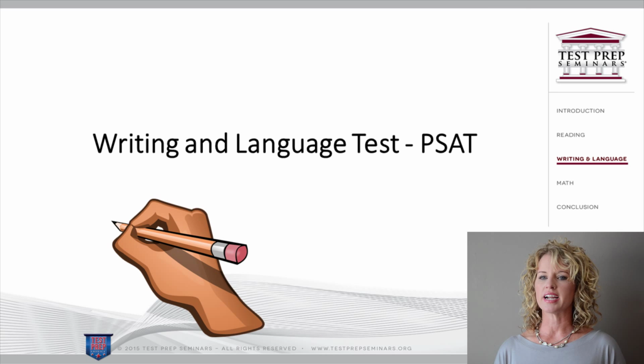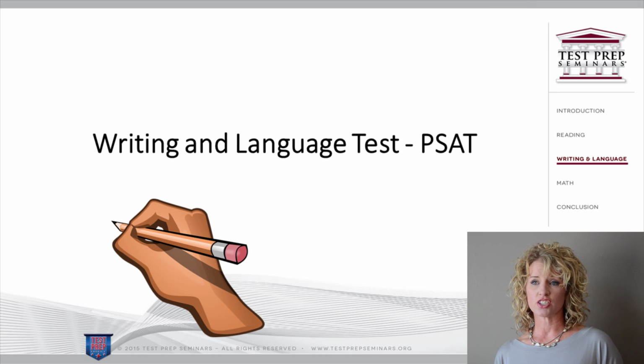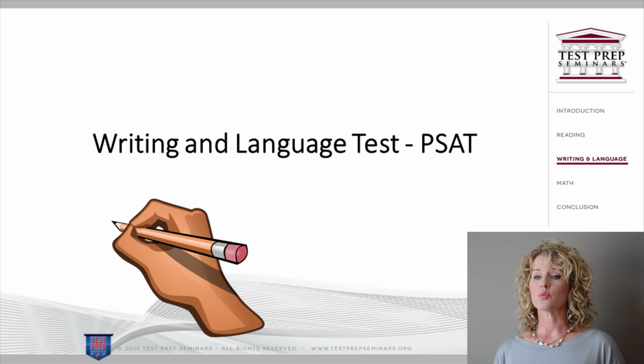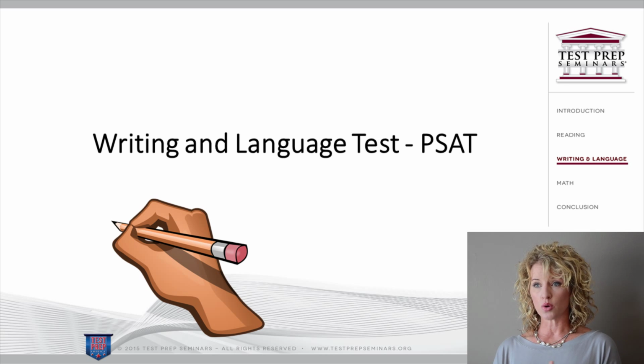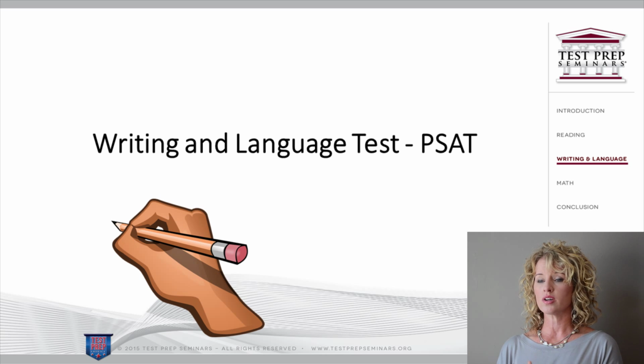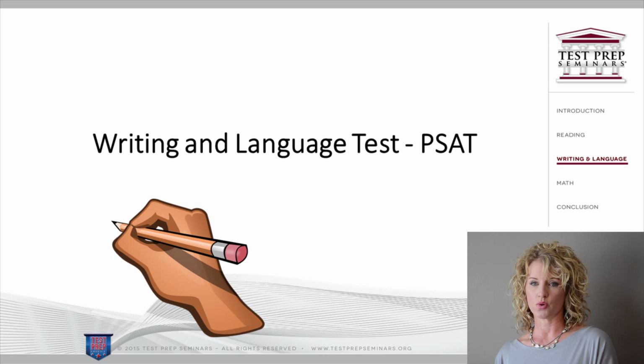All right, let's move into writing and language. This is the second section of the PSAT. And remember that writing and language and reading are one combined score. So you have two total scores that come into one final score, and your first total score is that reading and writing and language combined score.